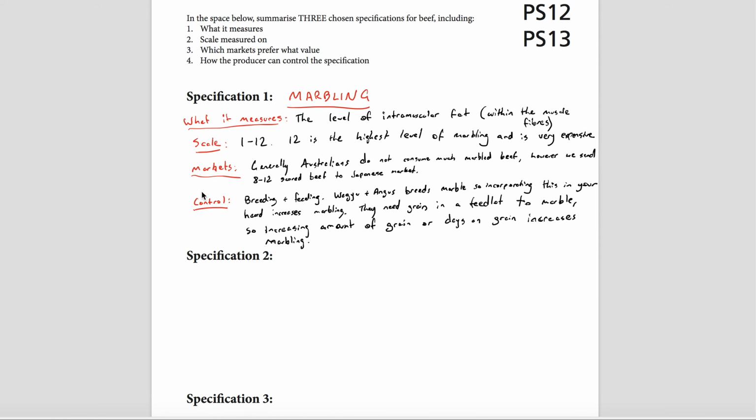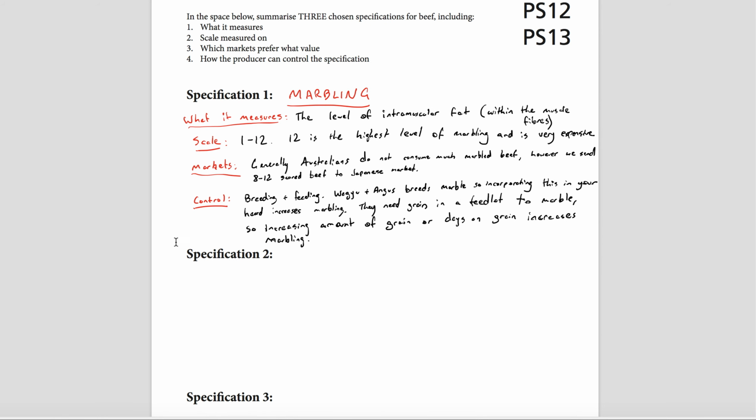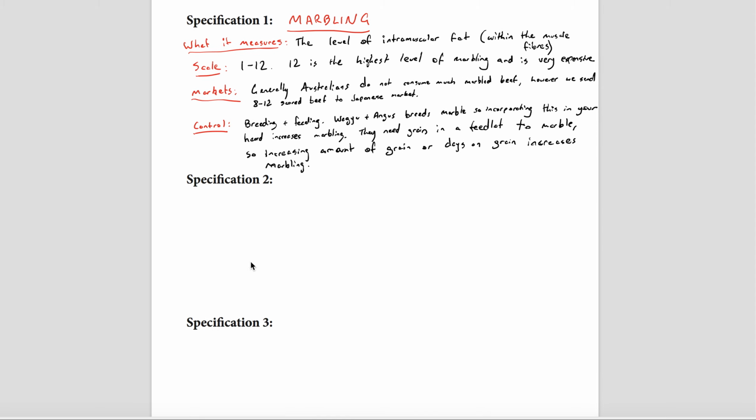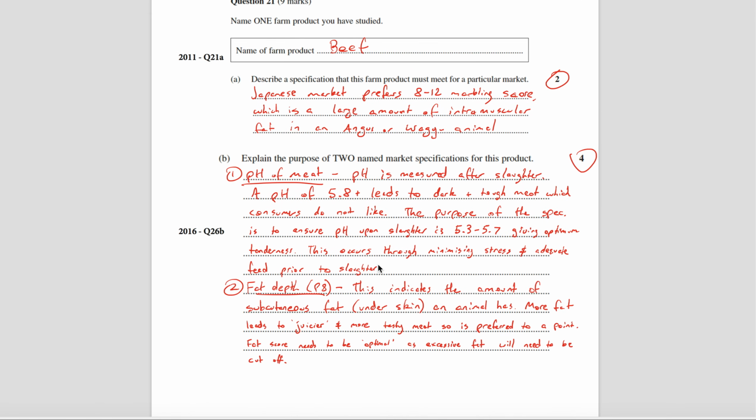So for this dot point, it'd be good if you really need to know 3 specifications. You can choose which ones you want to learn, but I've just given you an example here. You can do 2 more on your own. I've given you marbling, and I said what it measures: level of intramuscular fat. It's measured 1 to 12. Highest level of marbling is very expensive. Generally, Australians do not consume much marbled beef, but 8 to 12 marbling scores sold on the Japanese market, and you control it by breeding Wagyu and Angus, and then also grain feeding in a feedlot. And you should do 2 and 3 there as well.